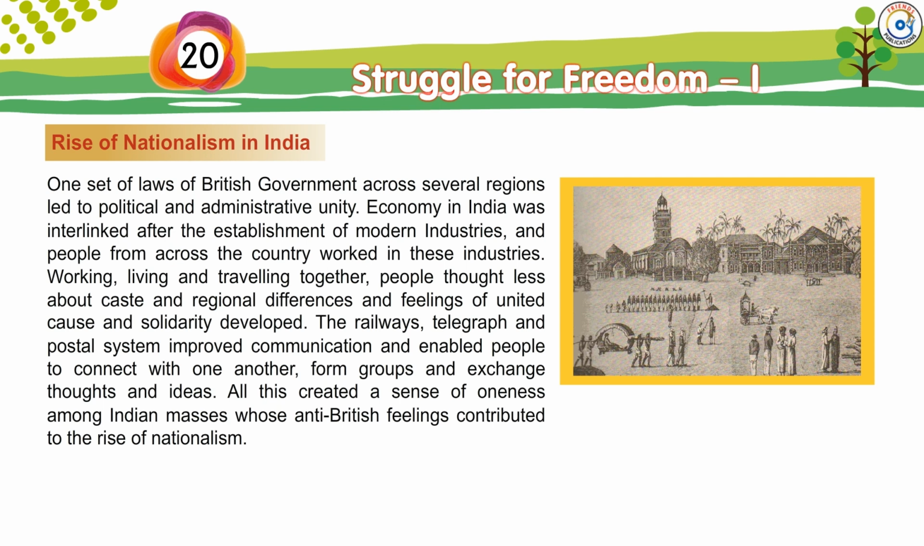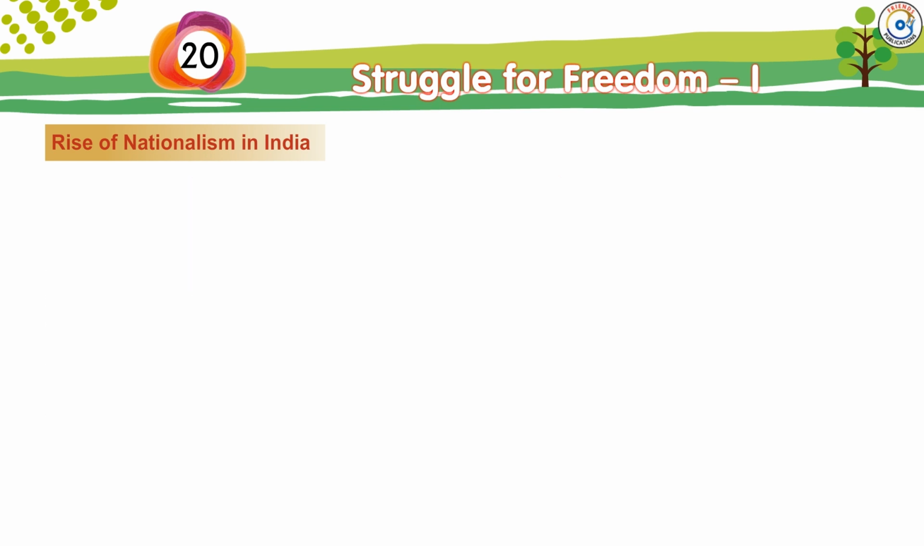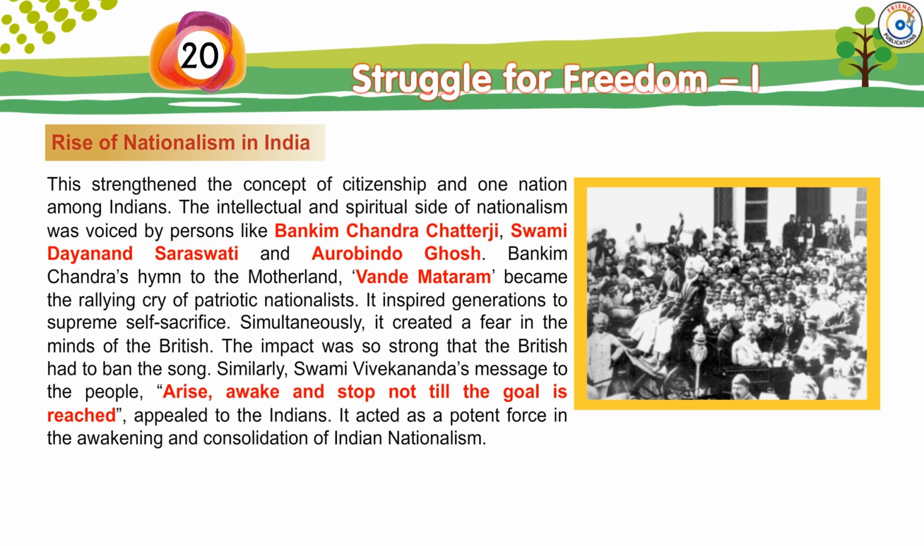and people from across the country worked in these industries. Working, living and travelling together, people thought less about caste and regional differences, and feelings of united cause and solidarity developed. The railways, telegraph and postal system improved communication and enabled people to connect with one another, form groups and exchange thoughts and ideas. All this created a sense of oneness among Indian masses, whose anti-British feelings contributed to the rise of nationalism. This strengthened the concept of citizenship and one nation among Indians.